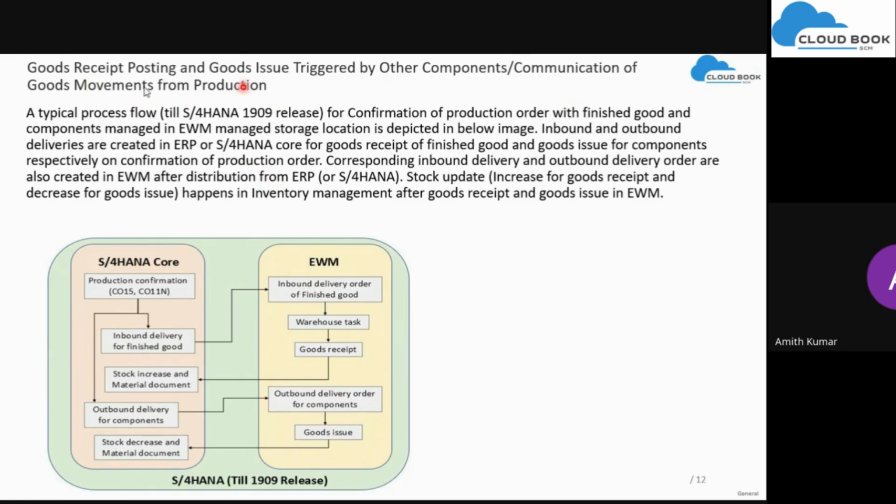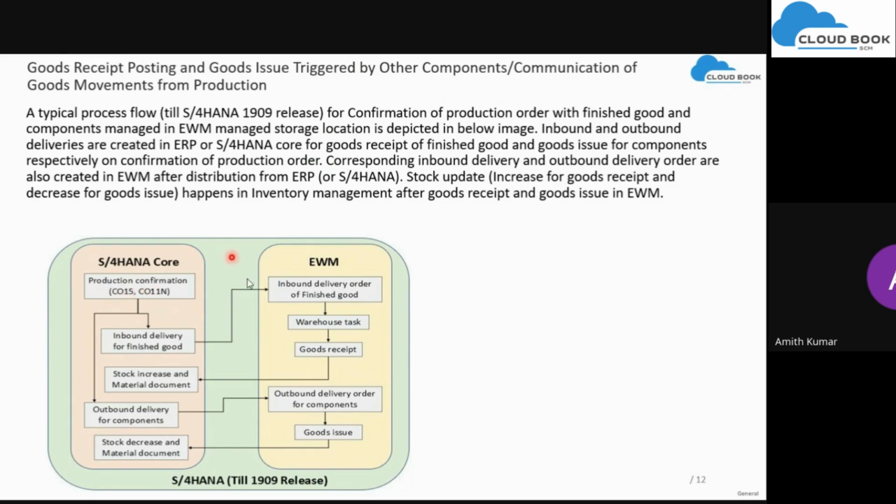So for example, the goods receipt posting and the goods issue posting by other components. By other components, what I mean is, in this flow diagram, you can see that everything is getting triggered the moment I confirm my production order. Before confirming my production order, nothing is happening. In all our previous processes, we saw that we create a production order, we release the production order, and then the process gets triggered, and so on. But in this case, triggered by other components means my EWM integration will only start when I confirm my production order, right?